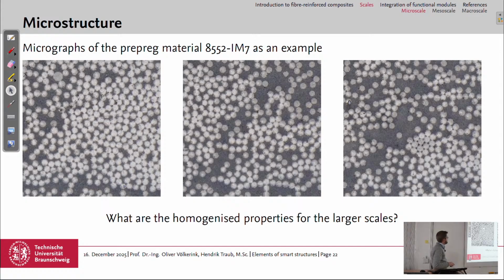This is an example micrograph for the microstructure. This is prepreg material, CFRP. The matrix is 8552 with an IM7 carbon fiber. And just to give you an idea how evenly the fibers are distributed, from here to here it's roughly 1/8 of a millimeter, so 0.125 millimeters. And I think this is a rather good and evenly distributed material. So just to get an impression.